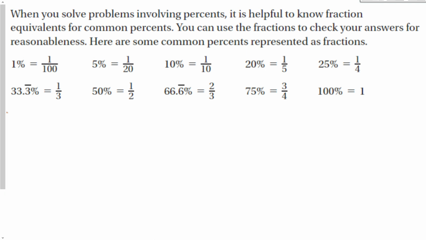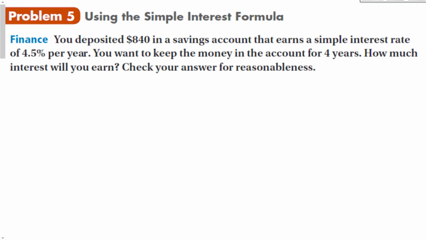Here are some common percents represented as fractions. 1%, 1 over 100, 5%, 1 over 20, 10%, 1 over 10, 20% is a fifth, 25% is a fourth, 33% is 1/3, a half, 2/3, 3/4, and 1. Okay, so you should kind of know all those.